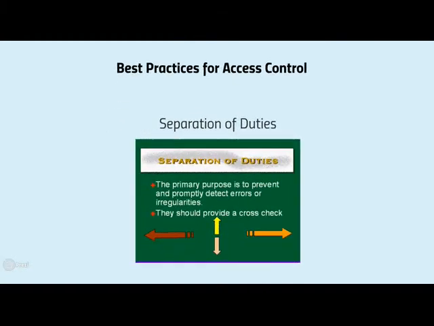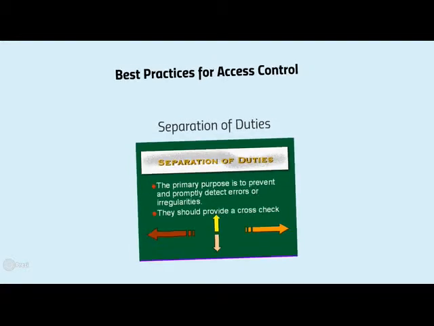So some best practices for access control. The first, separation of duties. This practice requires that if the fraudulent application of a process could potentially result in a breach of security, then the process should be divided between two or more individuals. This basically provides a cross-check and error check.